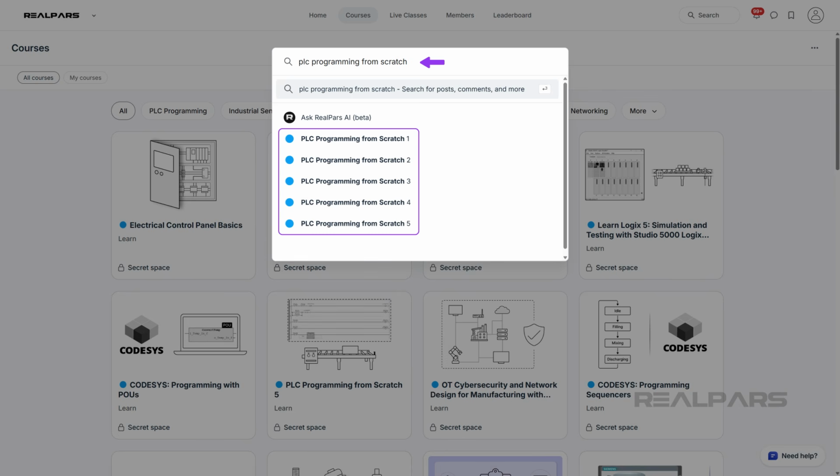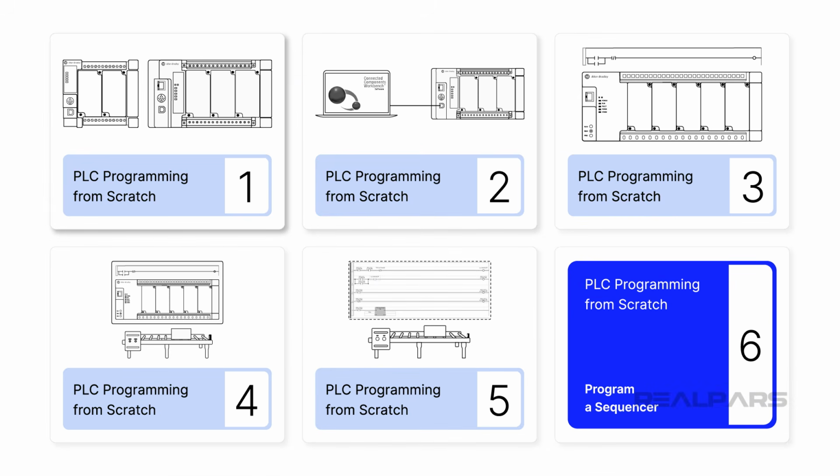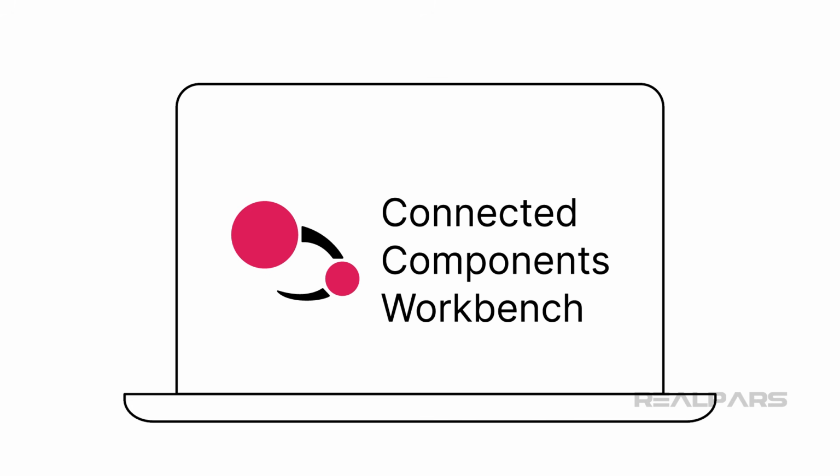You can find those courses by going to the Courses tab on RealPars and searching for PLC Programming from Scratch. Although you don't need to follow PLC Programming from Scratch 1, 2, 3, 4, and 5 before following this course, it may help you to more easily understand the concepts presented in this course. To follow this course, you will need to have Connected Components Workbench installed on your computer. The good news is that you can download and use Connected Components Workbench for free.